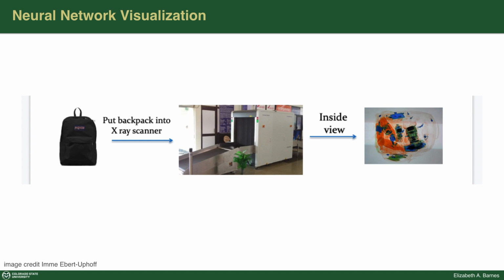The whole idea of neural network visualization is a really exciting field right now in computer science. And the idea is just something like an X-ray machine at an airport. You put a black backpack, or a black box neural network in our case, through these tools, and you get an inside view of what's going on inside this particular black system. So it's not so black anymore. Now, just like an X-ray machine, it's not a perfect inside view, but it's better than nothing.